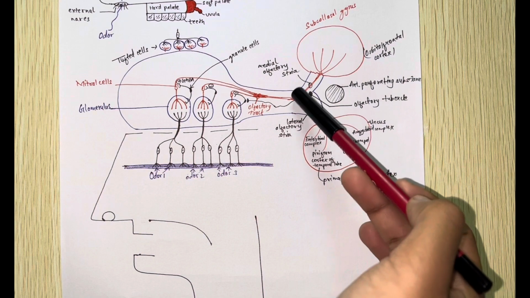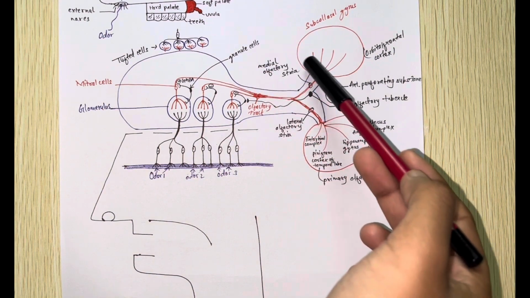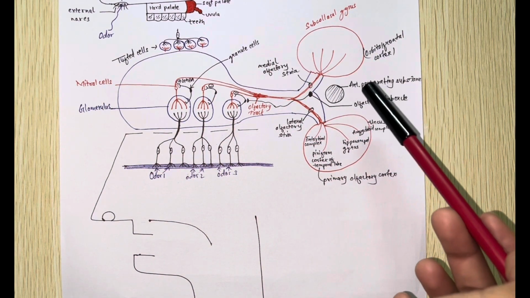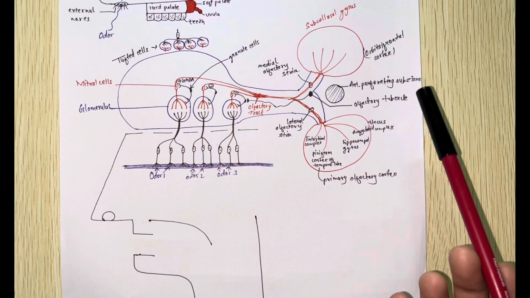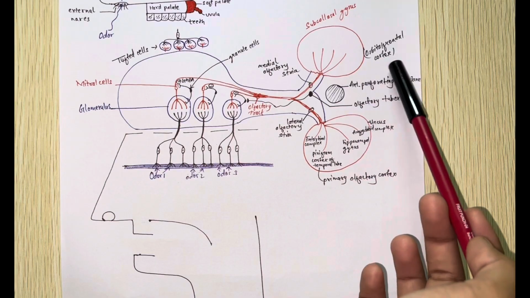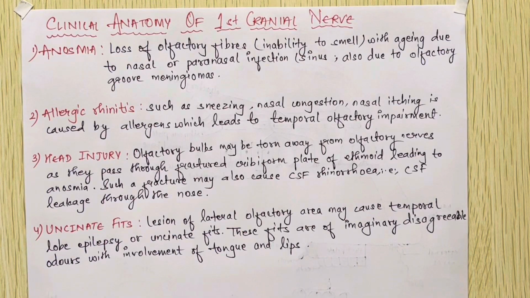Now another one is known as medial olfactory stria, which gives branch to subcallosal gyrus and also orbital frontal cortex. Now let's see the clinical anatomy of the first cranial nerve, that is the olfactory nerve.